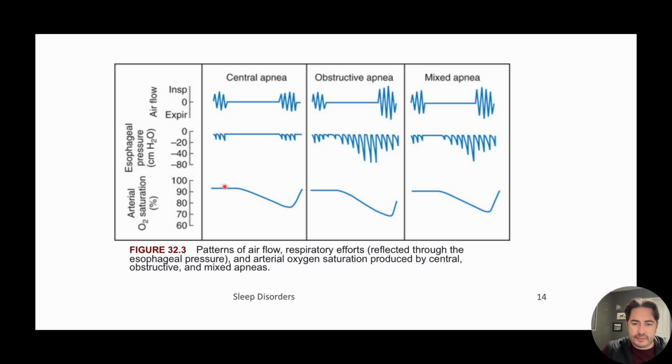And then the last graphic that we have here is for oxygen saturations. When we look at the saturations for obstructive sleep apnea, these sats will drop further than the central sleep apnea, and then your mixed apneas are going to be somewhere in between.